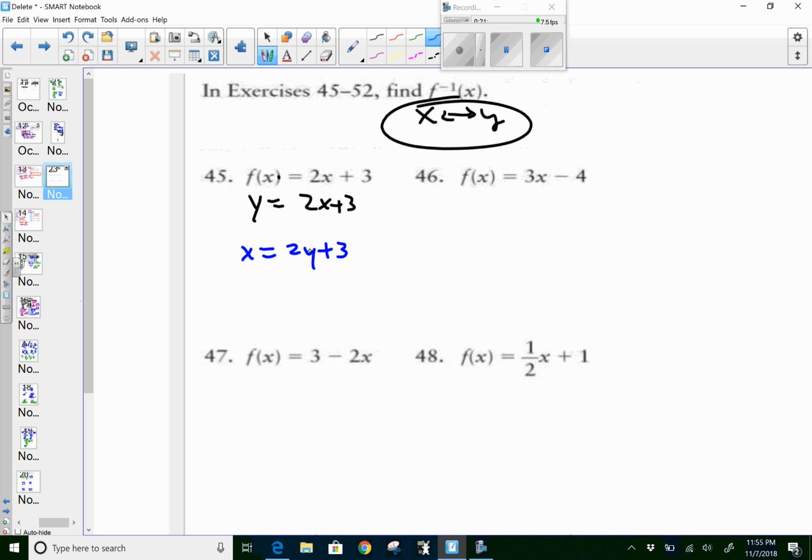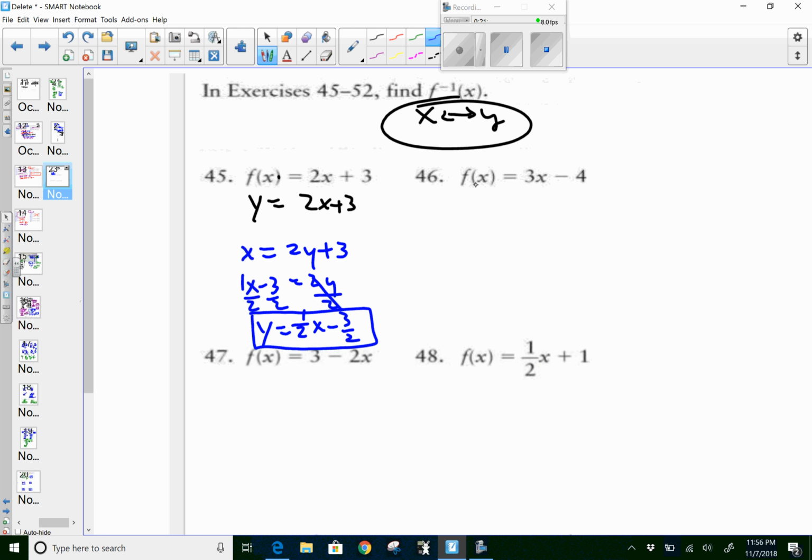The goal is to get the y by itself, so we're going to subtract 3 from both sides. So x minus 3 is equal to 2y. Divide both sides by 2. Cancels out, so I get y is equal to 1 half x minus 3 over 2. There's a lot of different ways to write that, but that's what we have, 1 over 2.